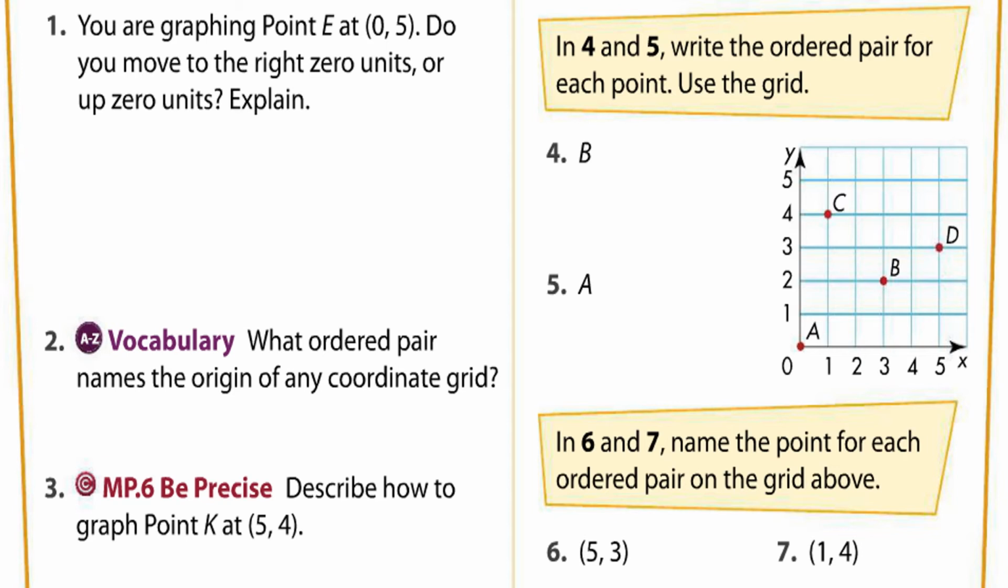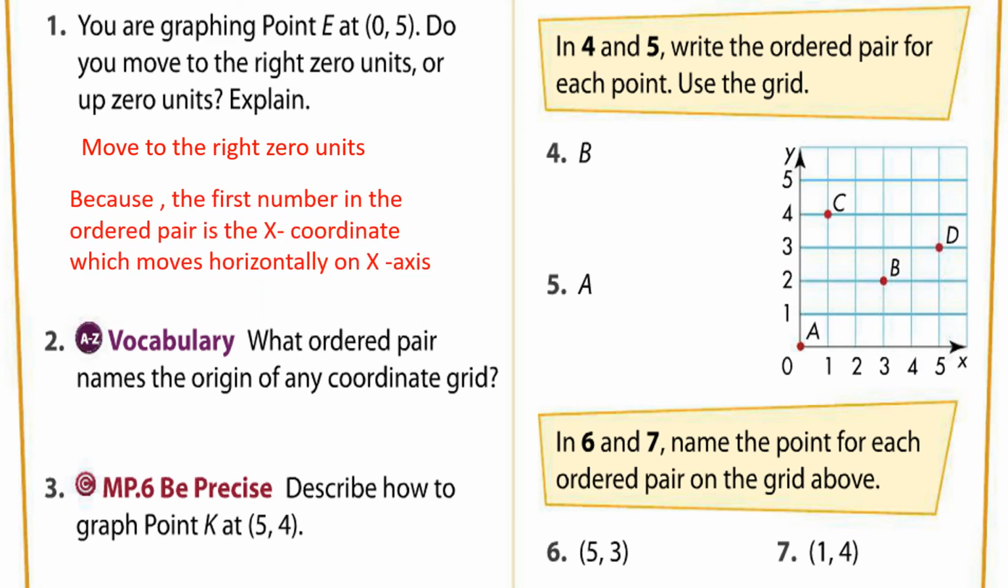So what is the answer here? Of course, move to the right 0 units. Because what again? Because the first number in the ordered pair is the x coordinate, which moves horizontally on the x-axis.